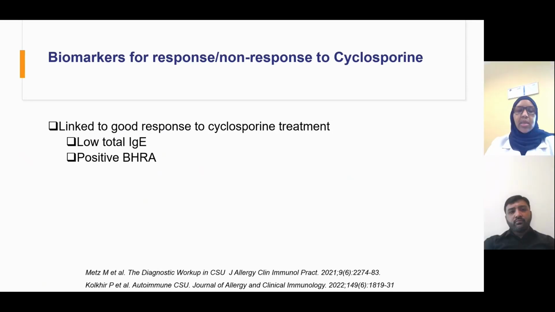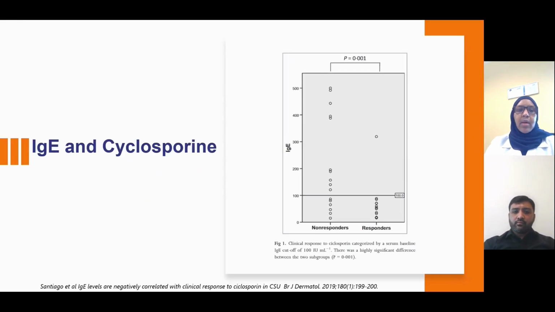Presence of low total IgE and positive basophil histamine release assay, which were linked before to type 2B autoimmune CSU, were found to predict good response to cyclosporine treatment. Here we can see that those patients were started on cyclosporine for their CSU. They found that the response rate was higher in those who have low total IgE.